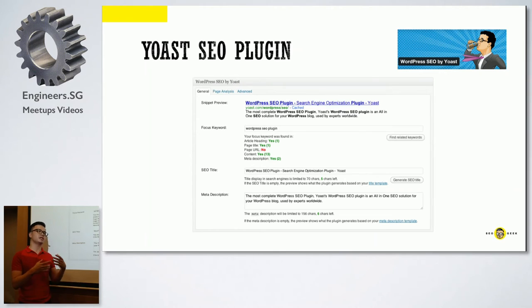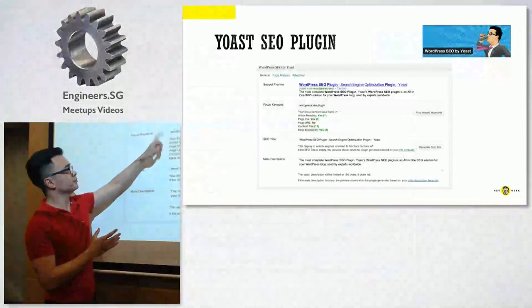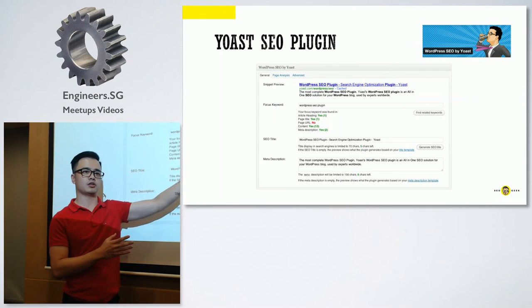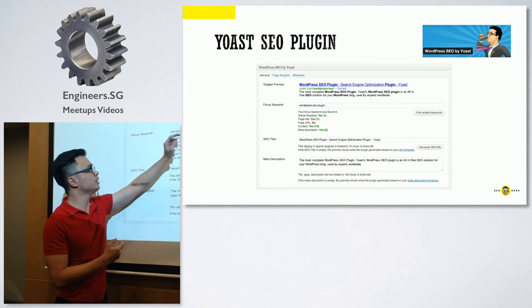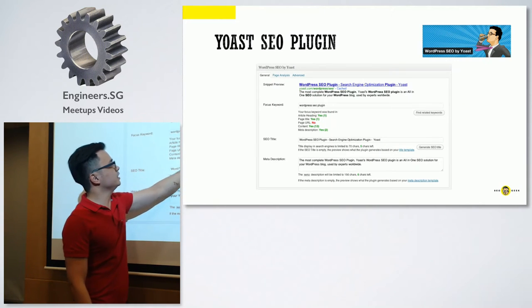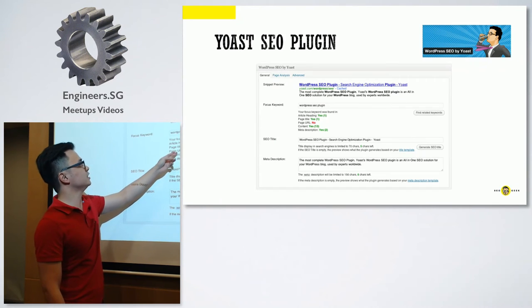It basically helps you hone your on-site SEO skills in a very fast manner, because you just have to put your focus keyword inside. So for example, in this situation, the focus keyword is WordPress SEO plugin. I want to rank for WordPress SEO plugin. So when I put this focus keyword in, it will give you a suggestion. Is this keyword in your article heading? Yes, it turns green. Page title, is it in my page title? Yes. Is it in your page URL?